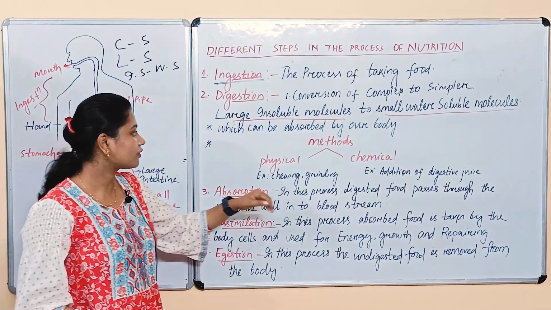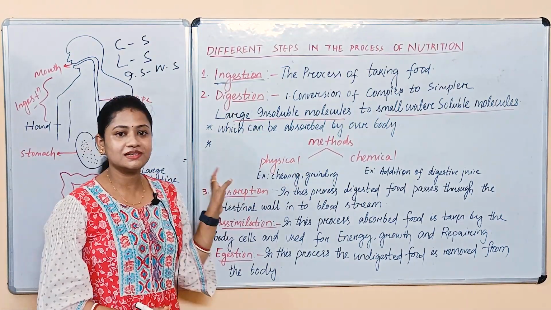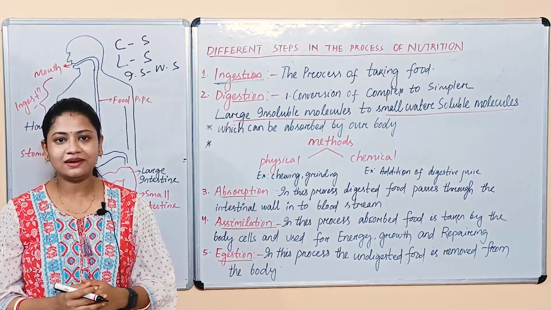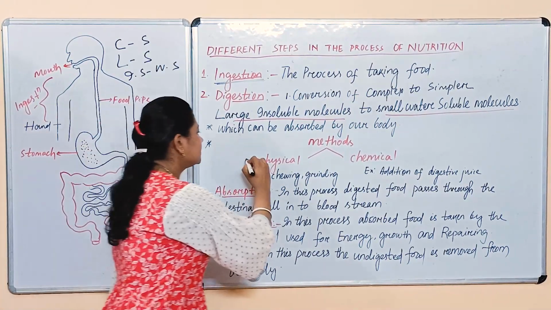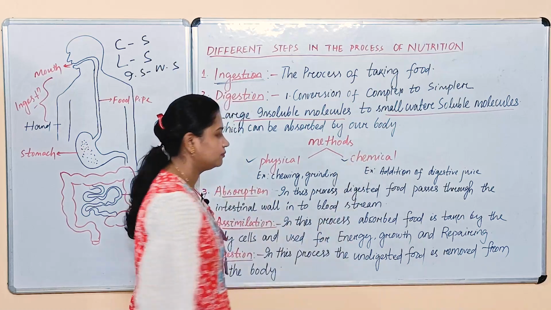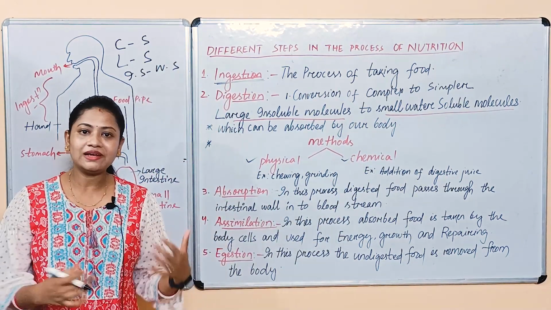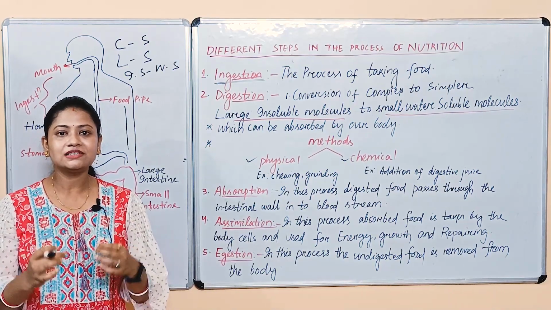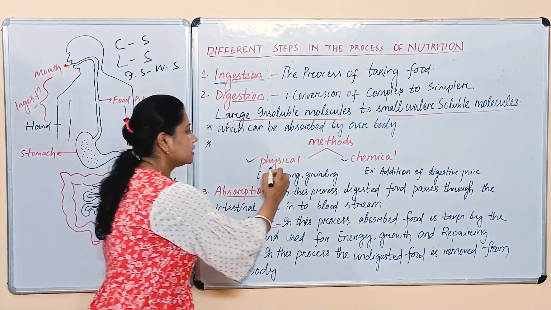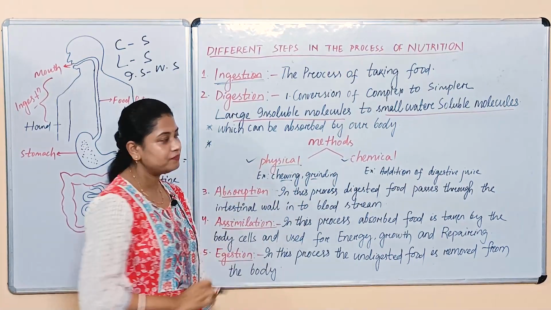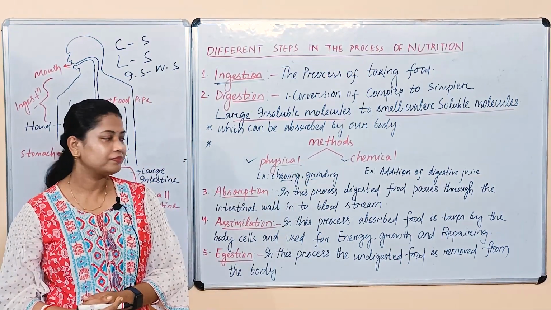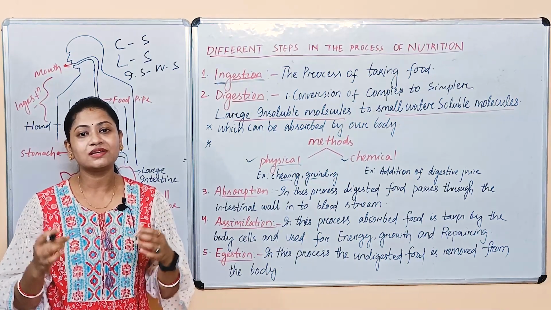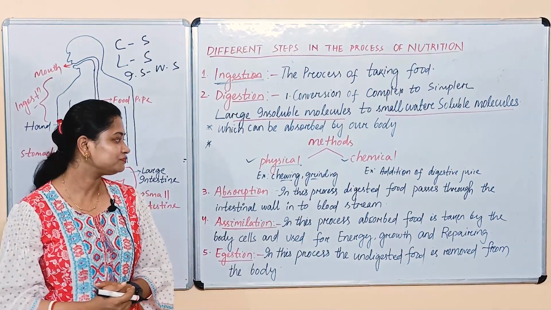Then, in the digestion process, two methods are used. What are they? The physical method and the chemical method. The way of chewing and grinding is known as the physical method. The physical activities which are done by us are known as the physical method, that is, chewing and grinding. And what is the chemical method? The addition of digestive juices, the salivary juices, is known as the chemical method, right?